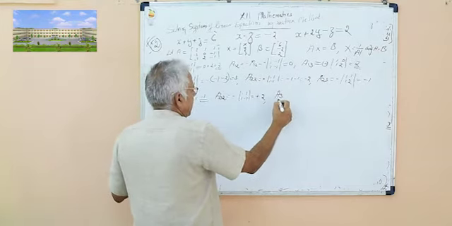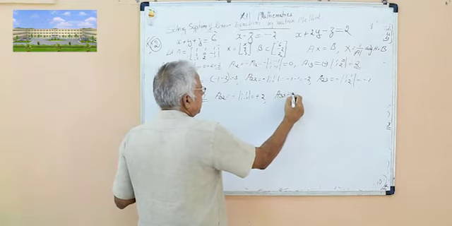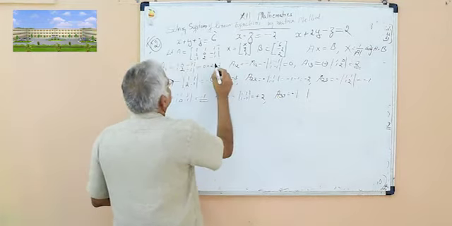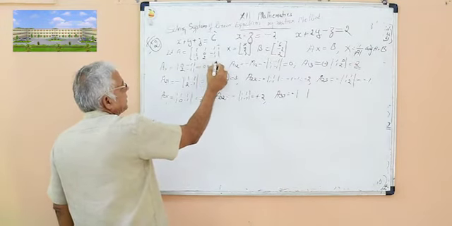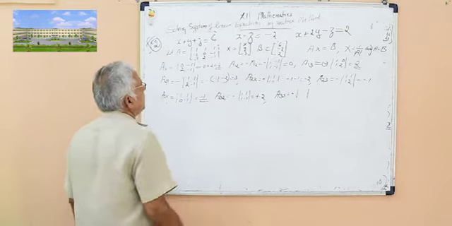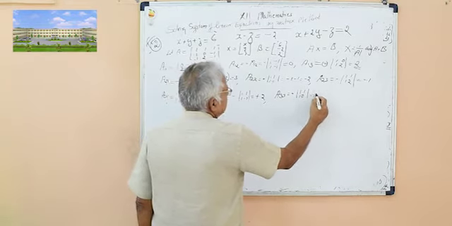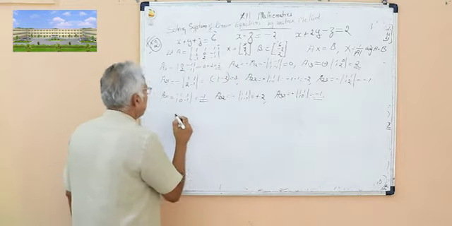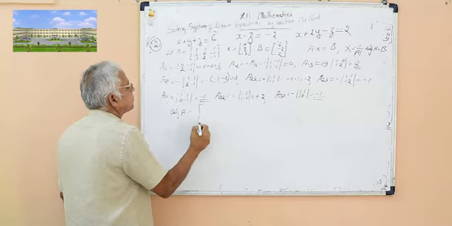A33 is equal to positive into the minor of the element minus 1. Delete the third row and the third column, we get 1, 1, 1, 0. The answer is 0 minus 1, which is minus 1. Then the adjoint of A is equal to the transpose of the cofactor matrix.